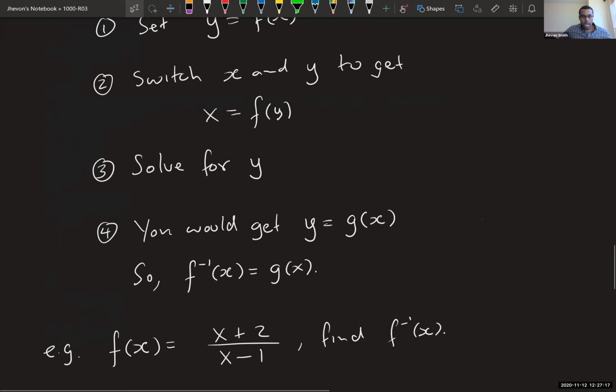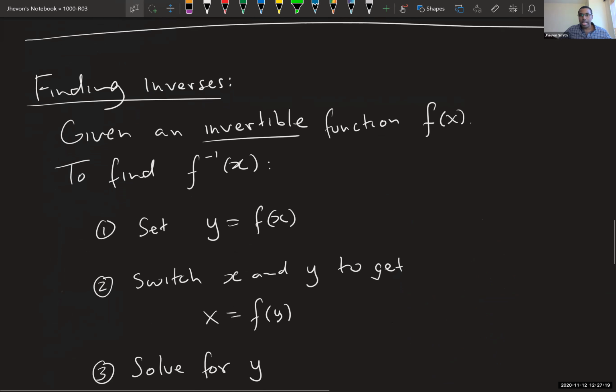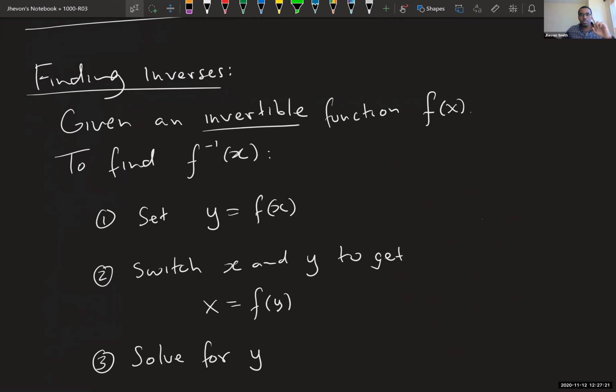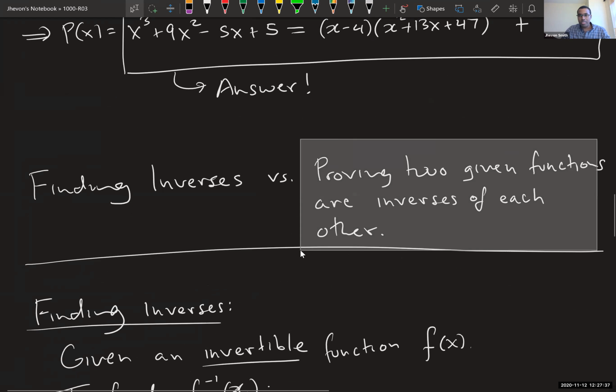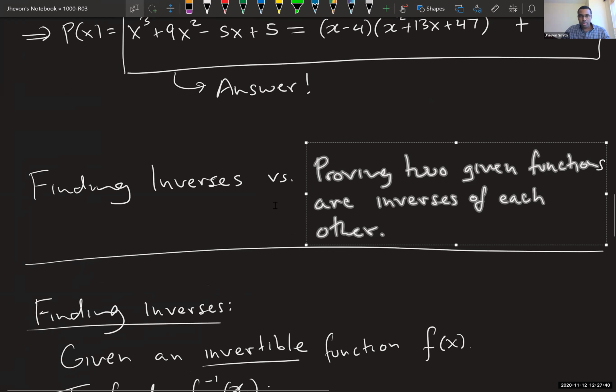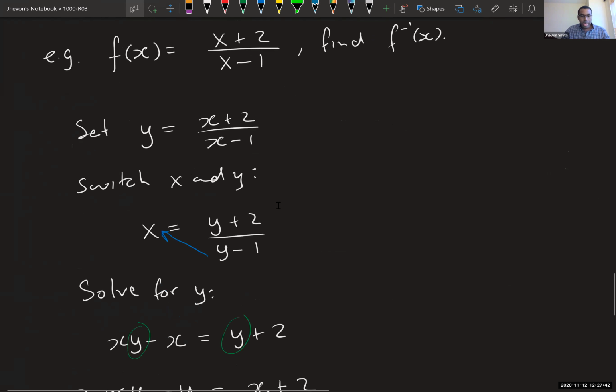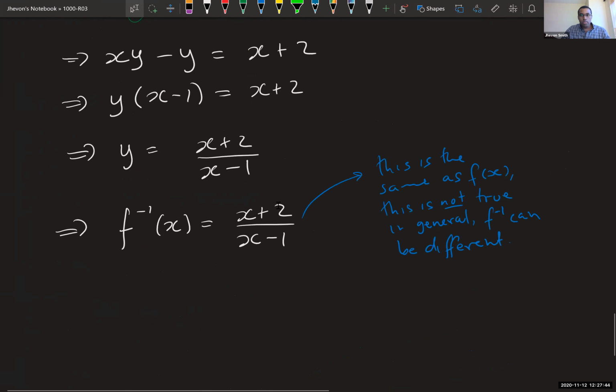actually, I think I want to deal with that after. Okay, so let me put that in chat: identify one-to-one. Because let me finish this topic first and I'll come back to that question, right? Because there were two things we wanted to do, finding inverse and proving that two functions are inverses of each other. Let me just make sure that we know how to do that. So that would be that.